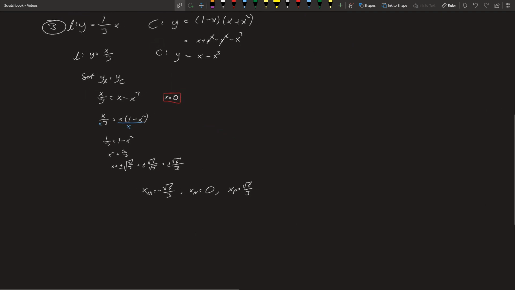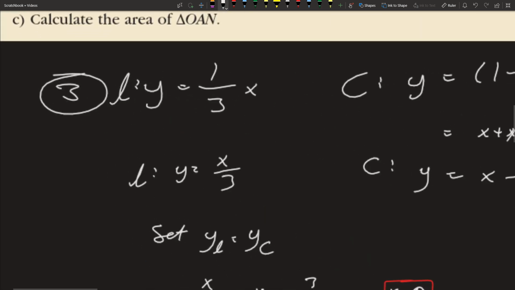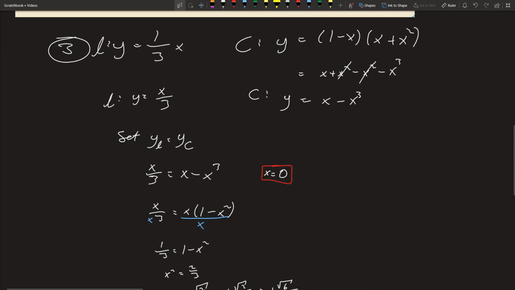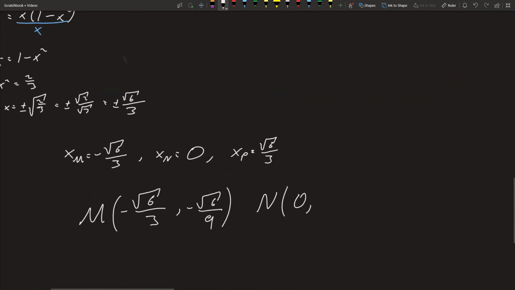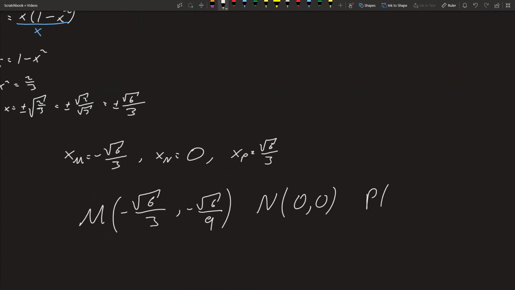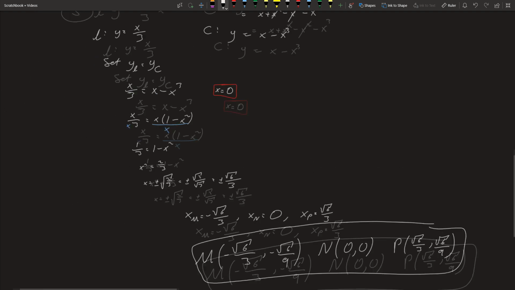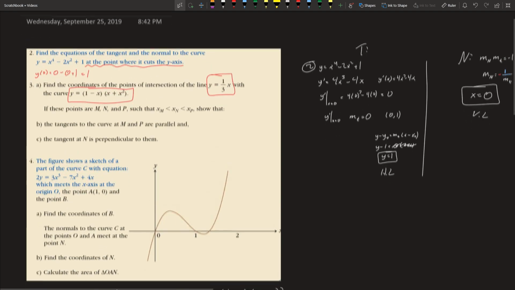So, in the first case, we have the point M with x equal to negative radical 6 over 3. What's the y? If we substitute negative radical 6 over 3, we get negative radical 6 over 9. Right, so that is M. For N, we have 0, substitute 0, we get 0, so N is (0, 0). And P has x equal to positive radical 6 over 3. If we substitute, we get positive radical 6 over 9. Those are the 3 points, and we finished part A.